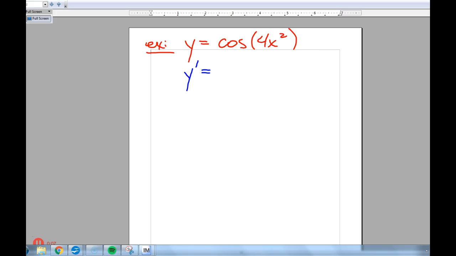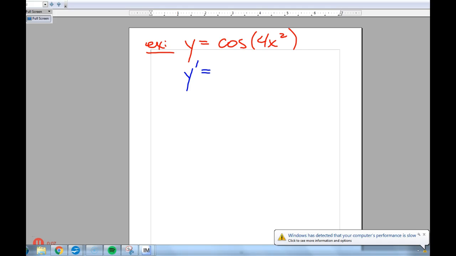Is this right? Yeah. Is this right? Negative sign, right?